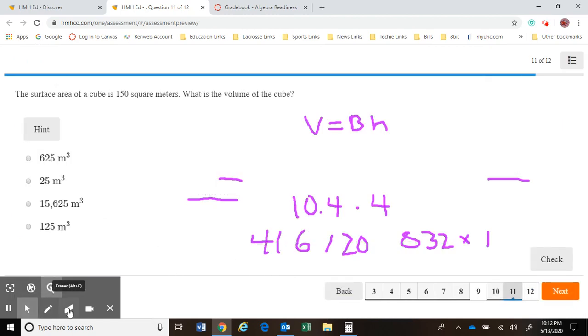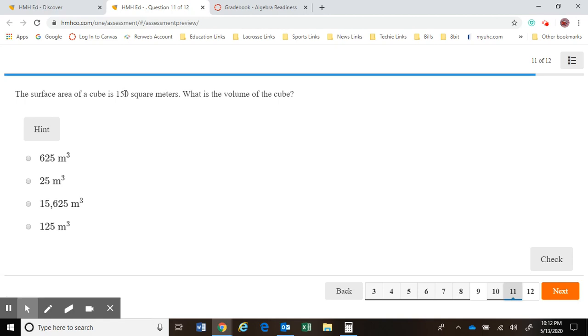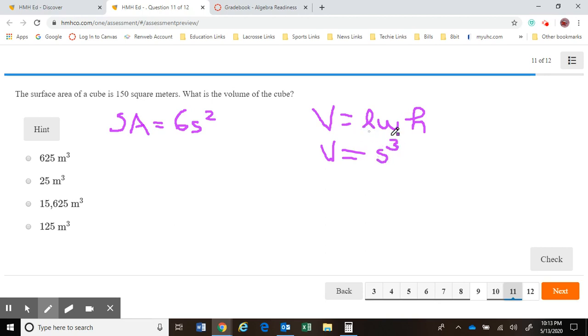Question number 11. Let me clear this off. Okay. Surface area of a cube is 150. What is the volume of the cube? Okay, so we actually did this problem in task number 1 of module 11.4. And if you remember, there's 6 surfaces to a cube, right? So the surface area is 6 times the side length squared. And volume of a cube is area of the base times the height, but it's also length times width times height. So I'm basically going to take whatever one of my sides is and multiply it by itself 2 more times to cube it. You can also say volume is side cubed, because all 3 of those are going to be the same.